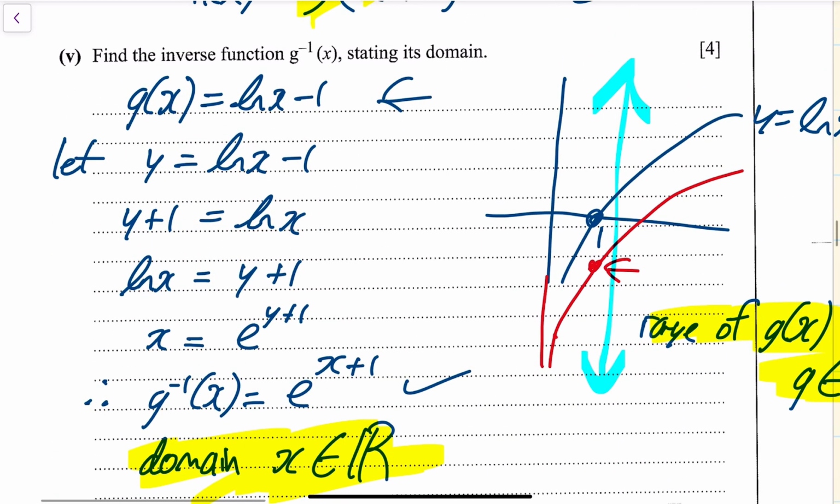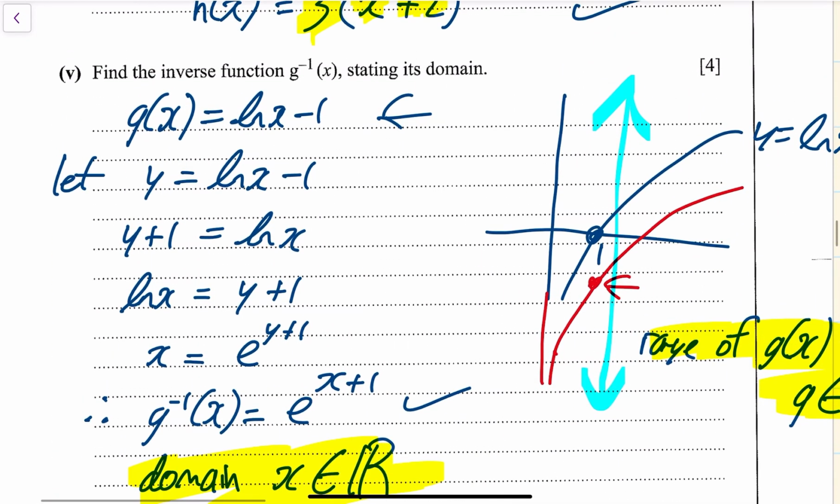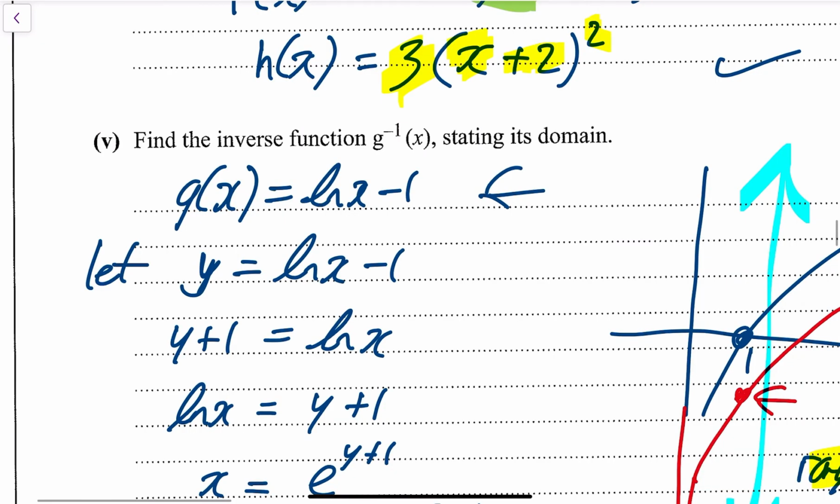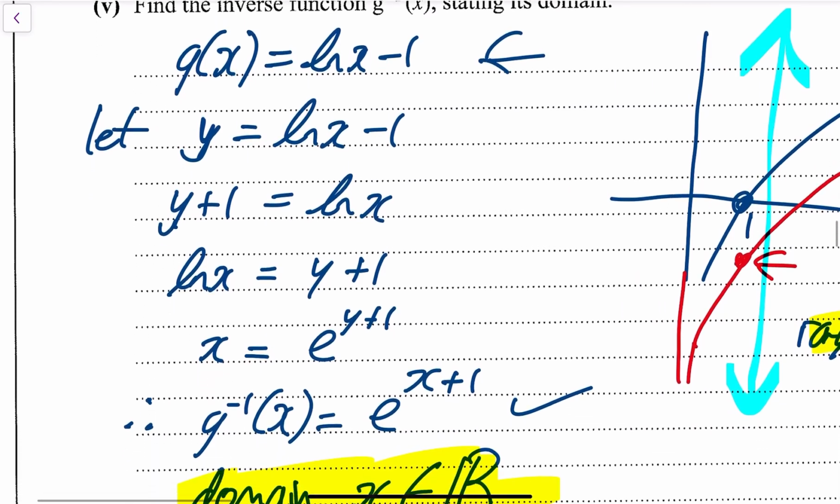Now the last bit says find the inverse function g of x. So to do this, you write down your g of x, which was ln x minus 1. Then you let y equal ln x minus 1. Then what you're going to do here is make y the subject. So bring the minus 1 across, you'll have y plus 1 equals ln x, which means ln x is equal to y plus 1. All it did is switch those around.